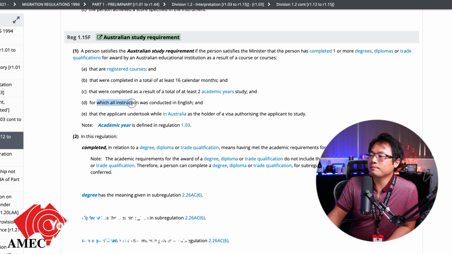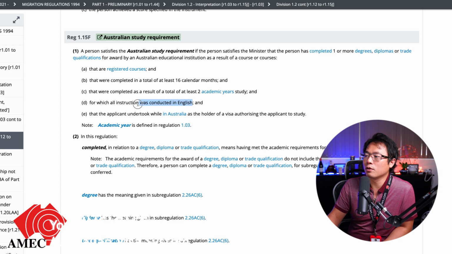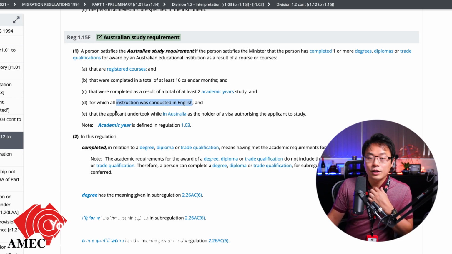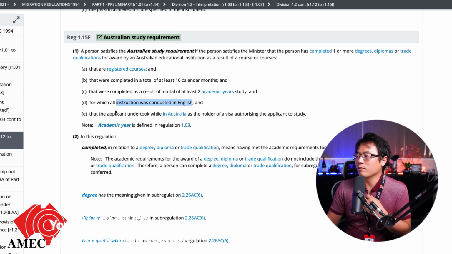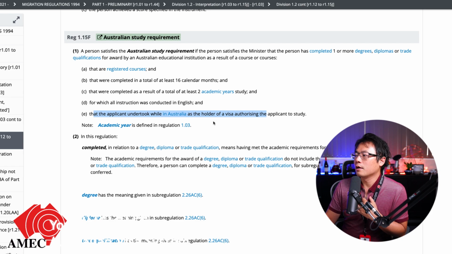Well, and the study was instructed in English. Pretty sure they will be taught in English. Not too sure if there were international students coming to Australia and studying courses in another language. I wonder how that would be. Okay, and E, that the applicant undertook while in Australia. Well, pretty sure as a holder of a visa authorized the applicant to study.